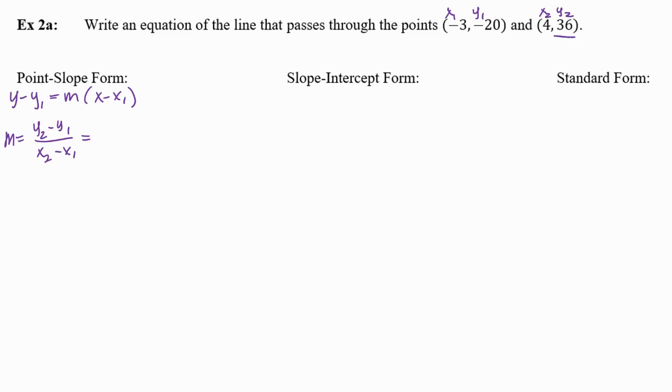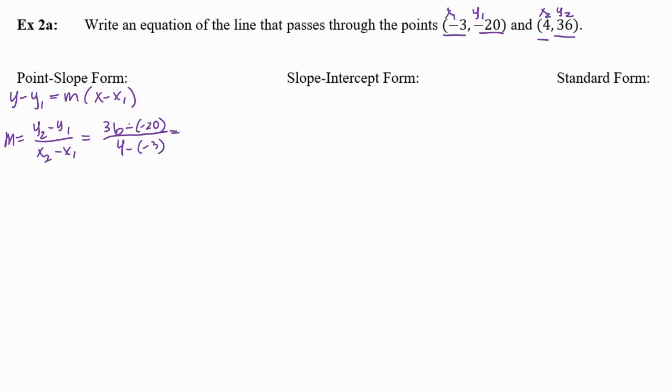So y2 will be 36 minus y1. Keep in mind, y1 is a -20. I'll put that in parentheses to remind myself of the double negative. x2 is 4 minus x1, which happens to be -3. Again, a double negative, so I'll put it in parentheses to remind myself.